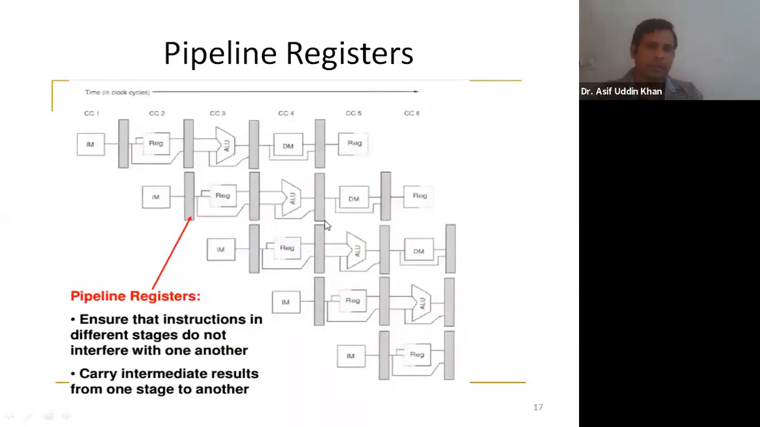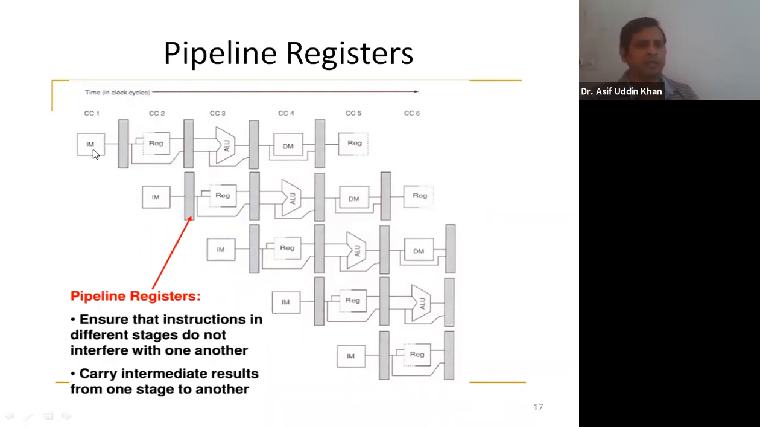So, pipeline registers. There are different stages or phases of pipelining, and we can insert registers. A register is actually a memory, a small memory. So we can insert registers between the pipeline stages, so that no stage can interfere with each other. They will not conflict with each other.